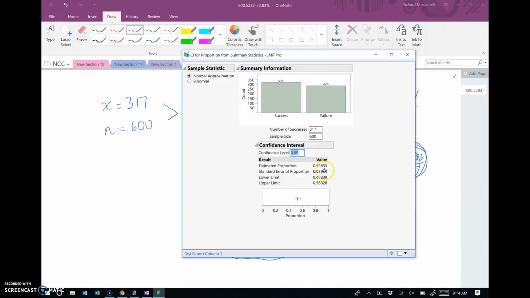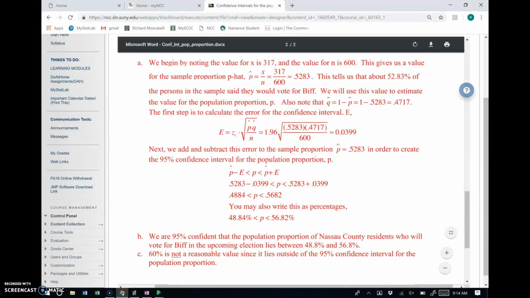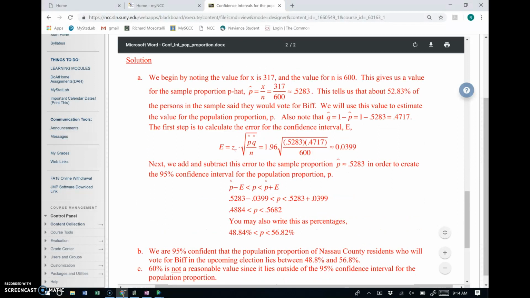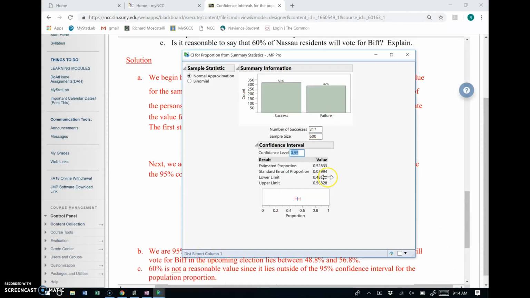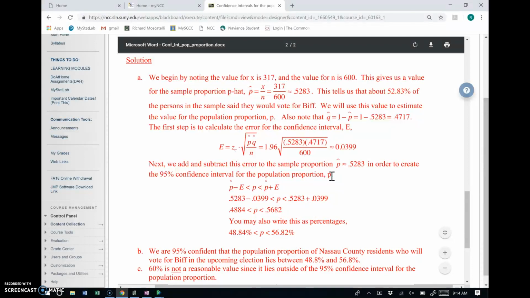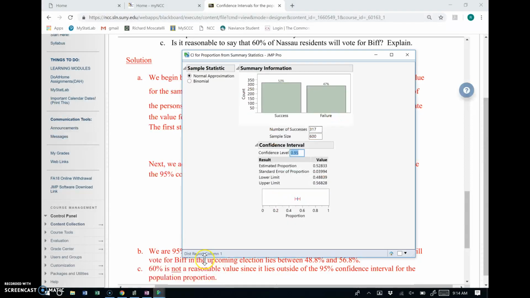The standard error of the proportion, 0.03994. That was actually calculated as well, which is right here. I did that by hand, as you can see. So there's your standard error calculation. And here are your lower and upper limits of the confidence interval, 0.48839 and 0.56828. Pretty straightforward. And you can see that that is the same answer that was crunched when I did this by hand. So you have the summary statistics. Not such a bad calculation.